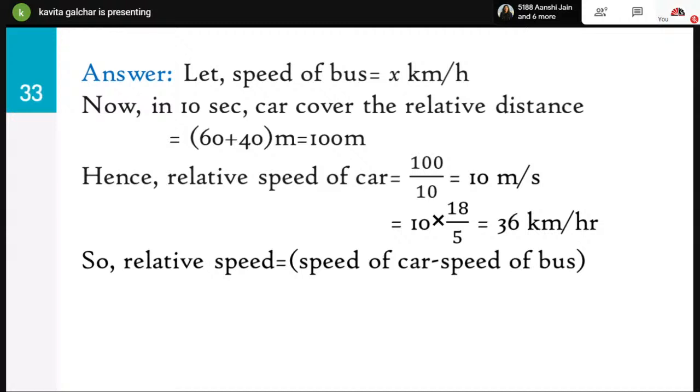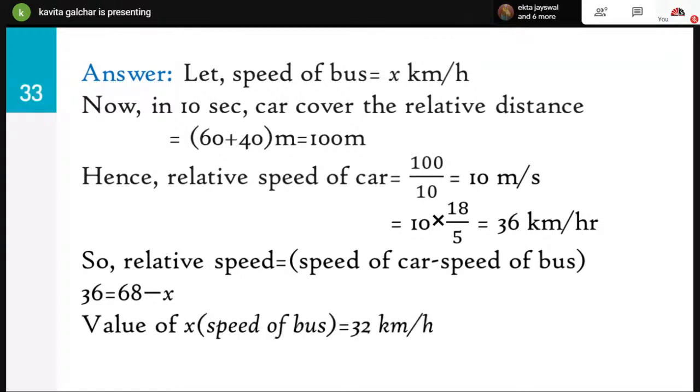per hour. The relative speed is the speed of the car minus the speed of the bus. I have the relative speed, that is 36. I have the speed of the car that is given in the question, that is 68, and I don't know the speed of the bus, so I am assuming it would be x. By solving for x, the value of x, that is the speed of the bus, is 32 kilometer per hour. We need to be very careful about the units. So option A is true.